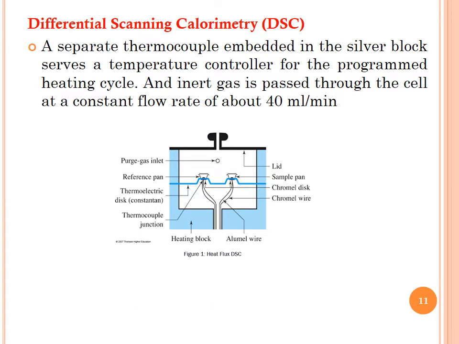A separate thermocouple embedded in the silver block serves as a temperature controller for the programmed heating cycle, and inert gas is passed through the cell at a constant flow rate of about 40 ml per minute. This is a purging gas. The purging gas depends upon the nature of the sample, which type of gas we have to purge. For example, it may be nitrogen, maybe carbon dioxide, maybe argon, and so on.